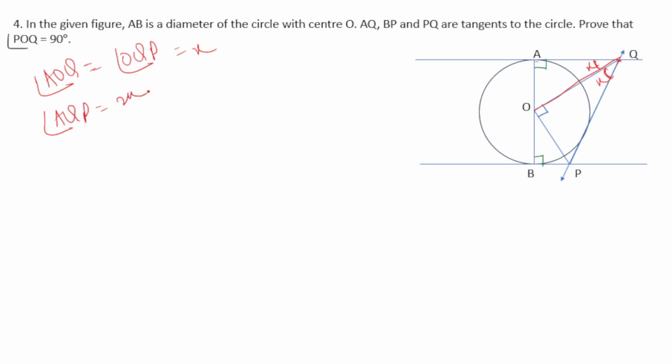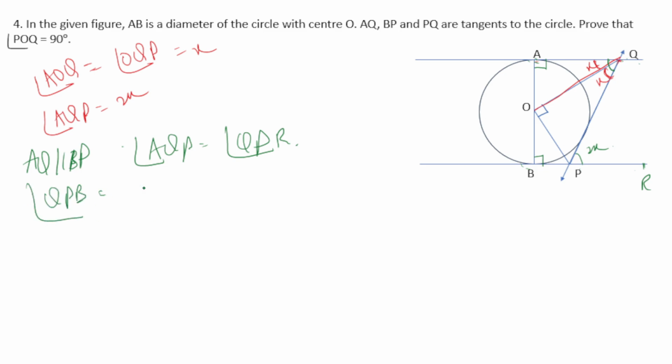will be 2x. And AQ and BP, these two are tangents drawn on either side of the diameter. So these two tangents are parallel. AQ is parallel to BP. So angle AQP is equal to angle QPR. We will assume this point as R. So this is equal to 2x and this will also be 2x. And what is angle QPB? It is 180 degrees minus 2x.